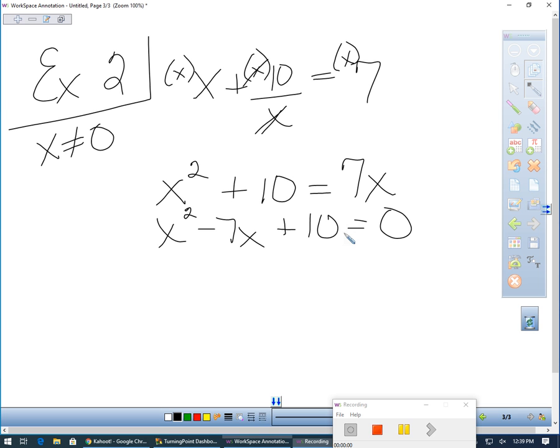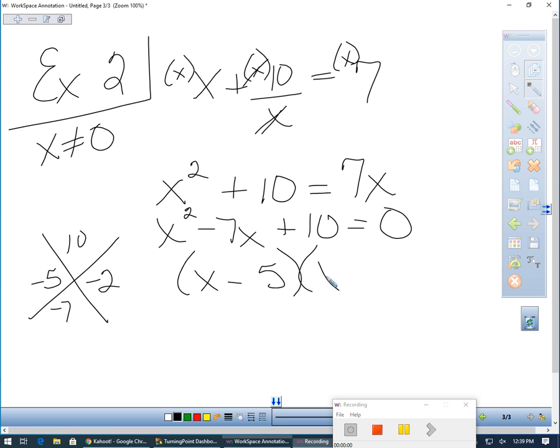Now, how do you want to solve it? If I factor this, I put 10 on top, negative 7 on the bottom. What are my... Yes, negative 5 and negative 2. So that's x minus 5 times x minus 2 equals 0. That means x equals what? 5 and 2. Very good. Are either of those extraneous? Nope. So we are good to go.